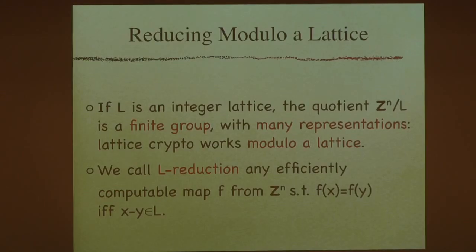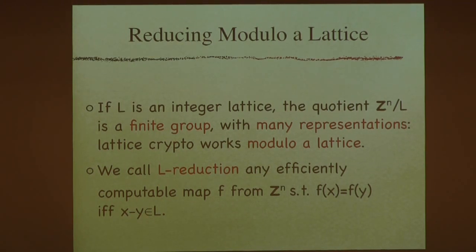So what can I do with it? Again, I'm going to deal with my quotient. I'm going to talk about reducing something modulo a lattice. Remember, when L is an integer lattice, the quotient is a finite group. And the trick is it has many representations. That's what we're going to play with. We're going to call something an L reduction, by generalization of the mod Q operation, as any efficiently computable map f from the integer vectors such that f of x is equal to f of y if and only if x minus y is a lattice point. So in some sense, L is a period of that function.